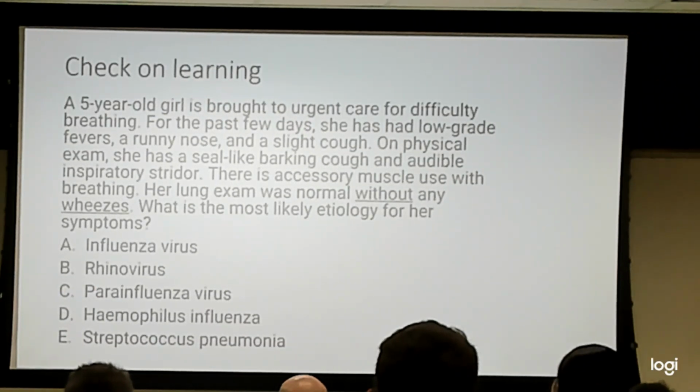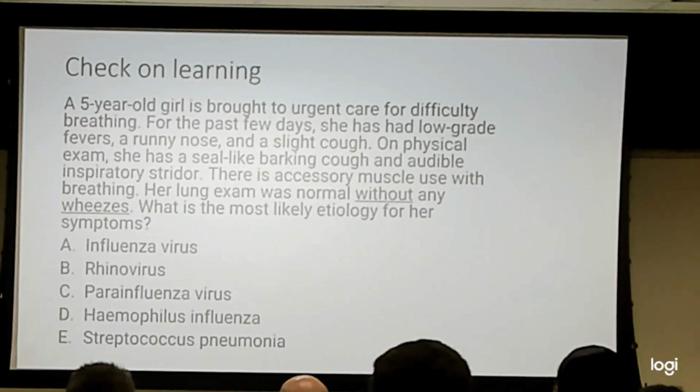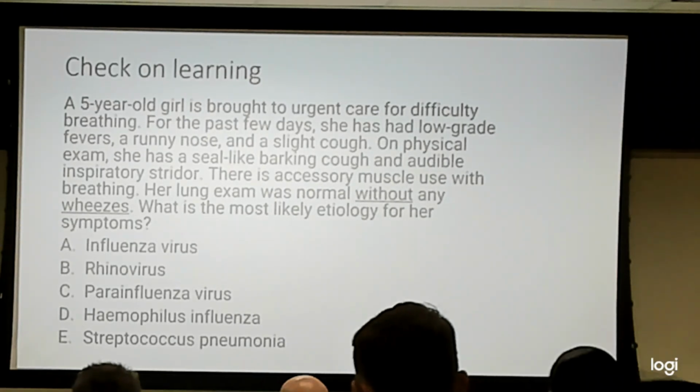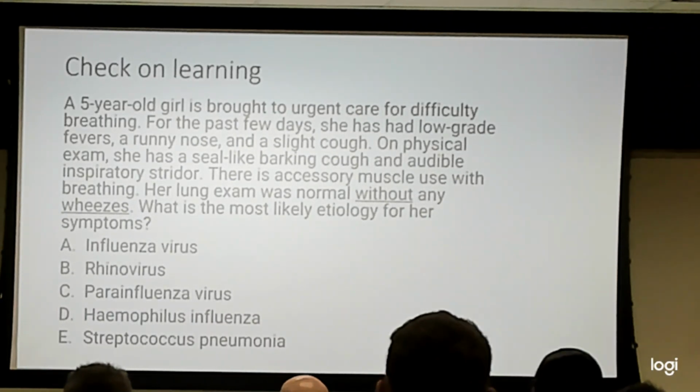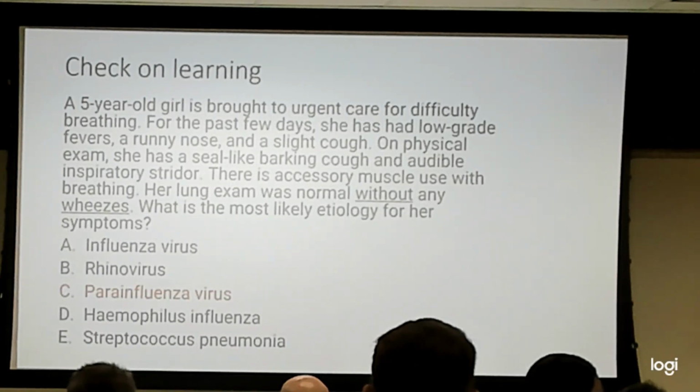5-year-old, urgent care, difficulty breathing, low-grade fever. You'll get to the clues in the middle of the stem. So without wheezing, we're thinking it's not down in the bronchioles or the smaller airways, right? It's more up here. Barking cough, that's your big clue. So do we remember which virus goes with that? Parainfluenza virus. All right, good.